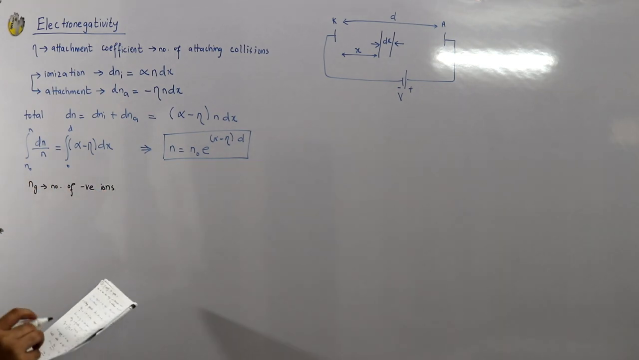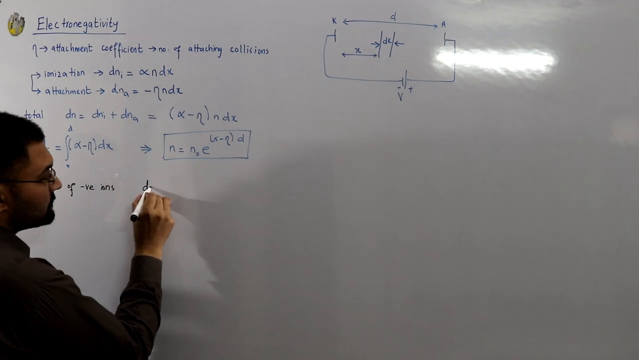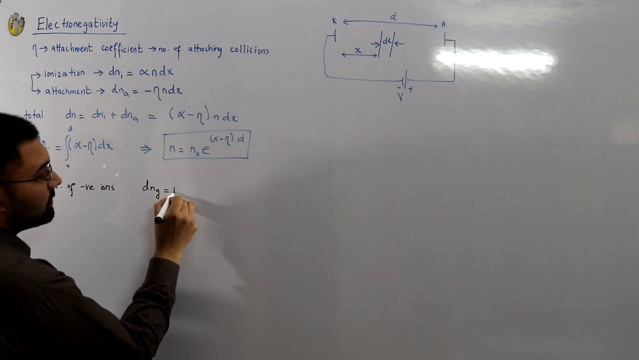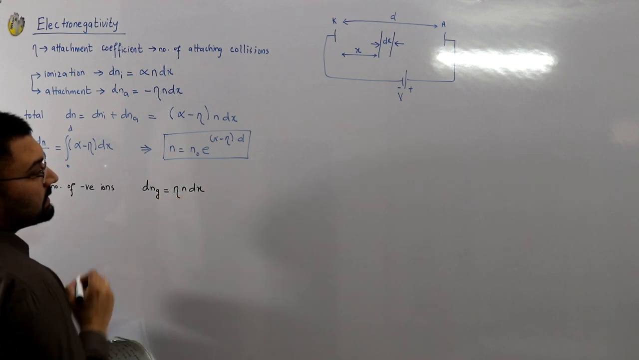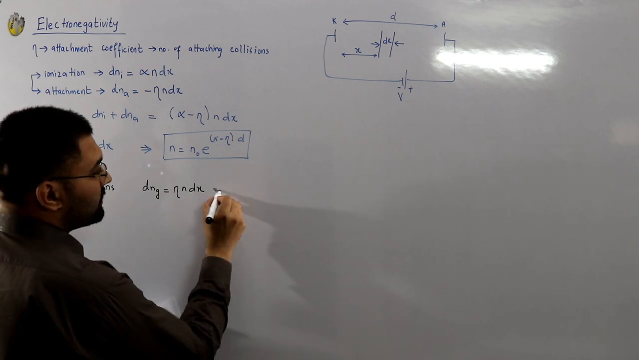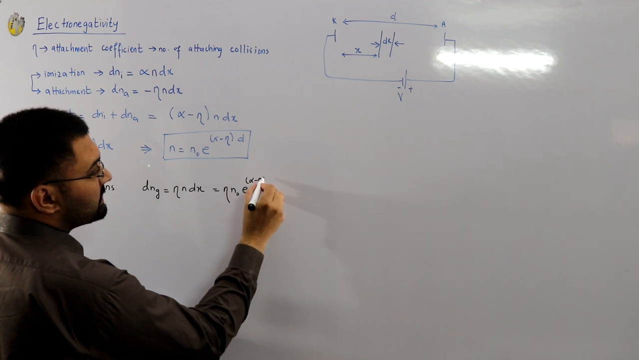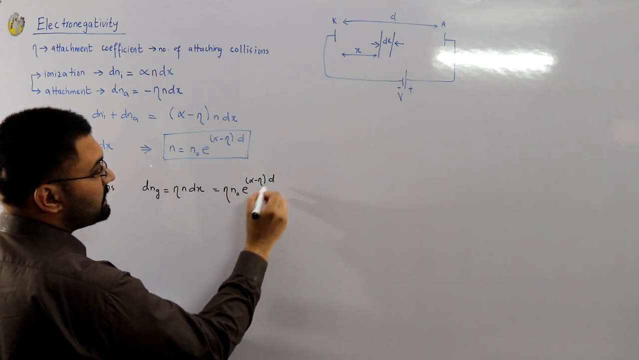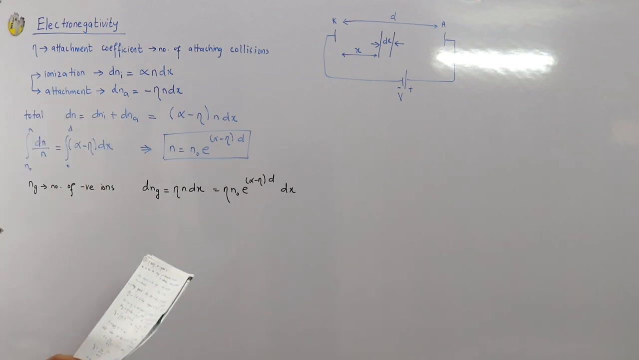So what do you have? The number of negative ions formed in the strip. dNg would be equal to eta, the attachment coefficient, times n dx. Isn't it like this? If I put the value of n, I would have eta times n naught exponential of alpha minus eta times d, with respect to dx.